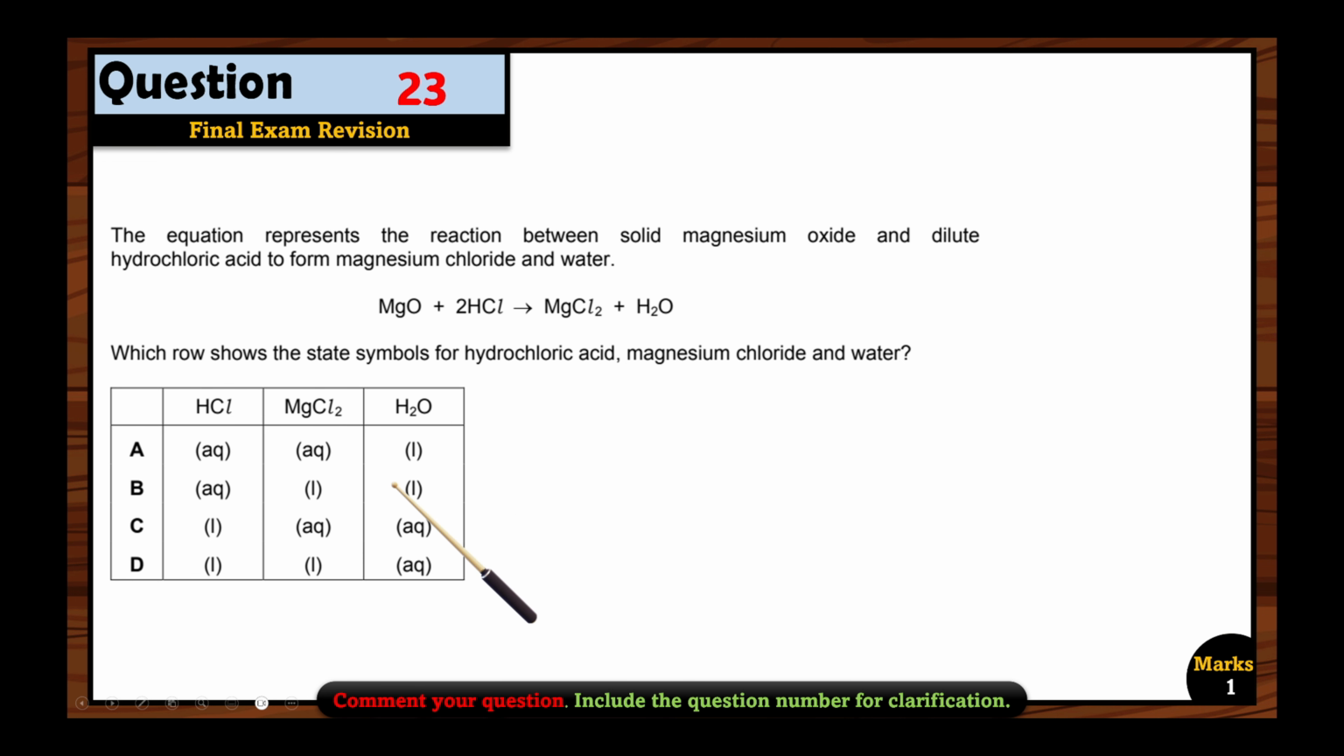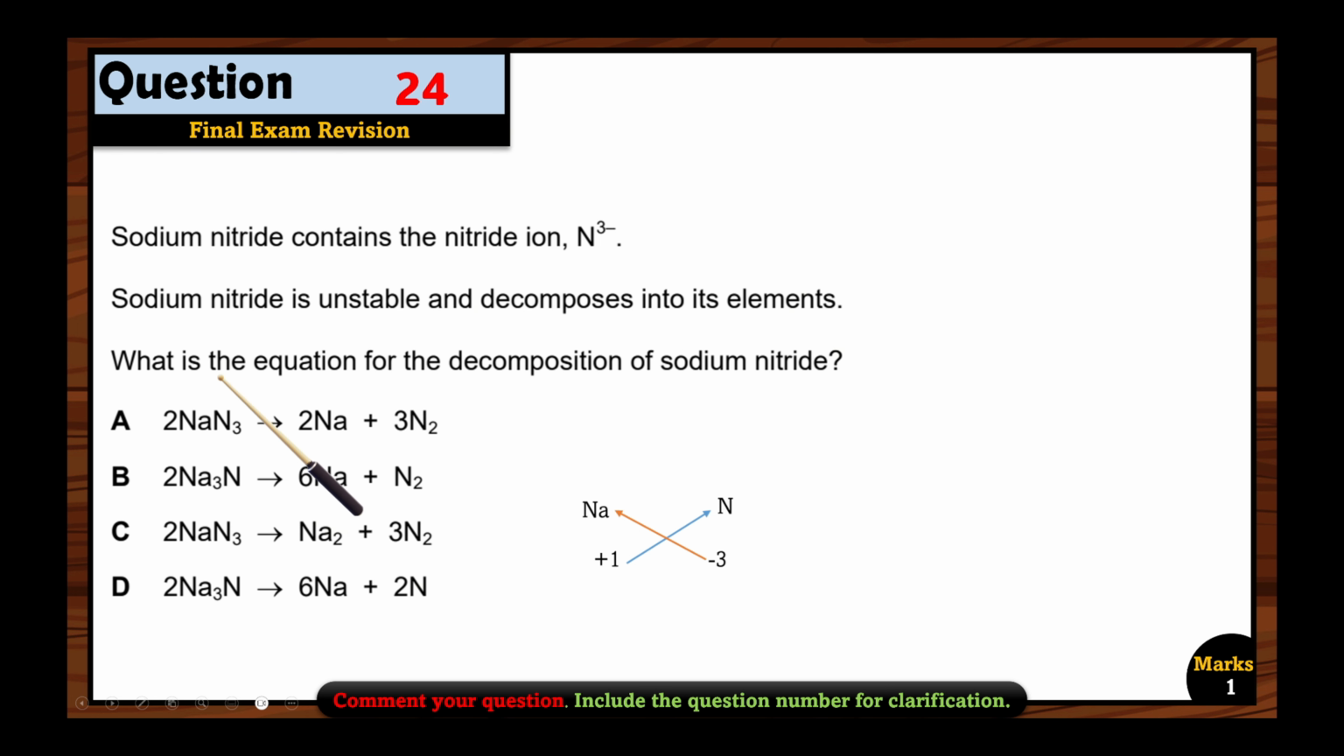Question 24. Sodium nitride contains the nitride ions. Sodium nitride is unstable and decomposes into its elements. What is the equation for the decomposition of sodium nitride? So if you know, sodium belongs to group 1. Nitride, they already have given you that it has a negative charge. So when they cross each other, what will you get? Na3N, right? And the oxidation state of sodium will go here. So Na3N, where you can see Na3N, is only in the B or D option. So it means B or D option can be right.